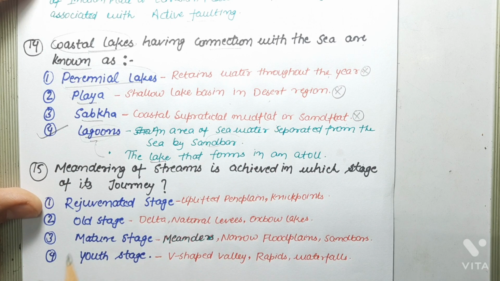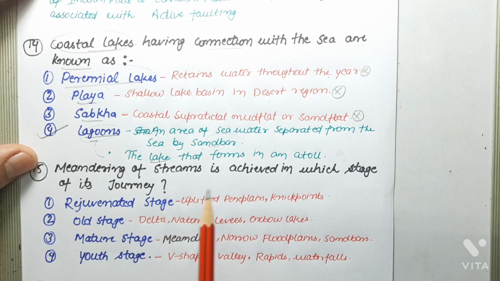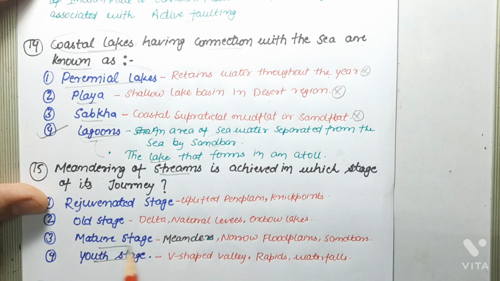Okay, next question is meandering of a stream is achieved in which stage of its journey? A stream has different stages of its journey. The first one is youth stage, second is mature stage, third is old stage, and the other stage is rejuvenated stage.